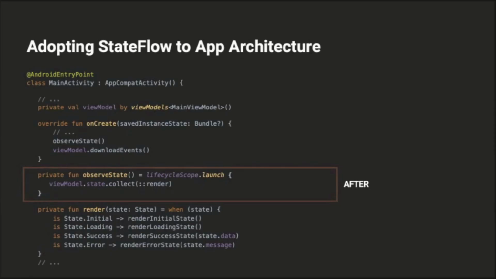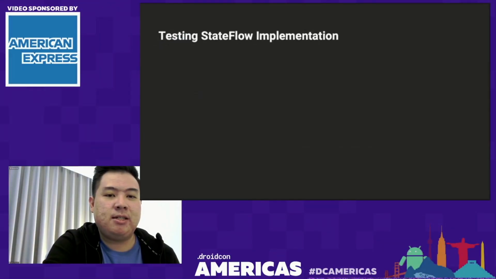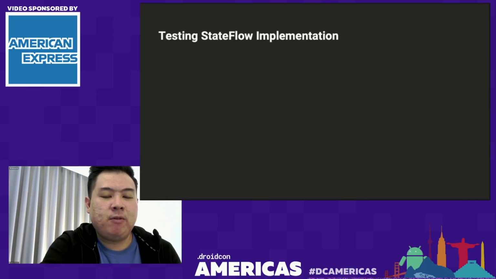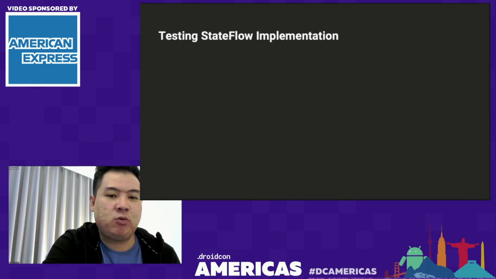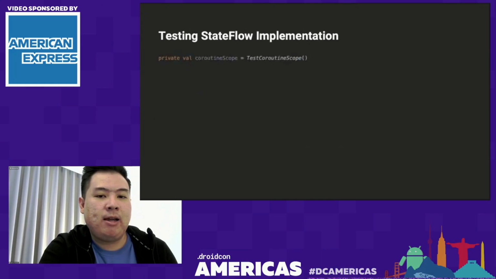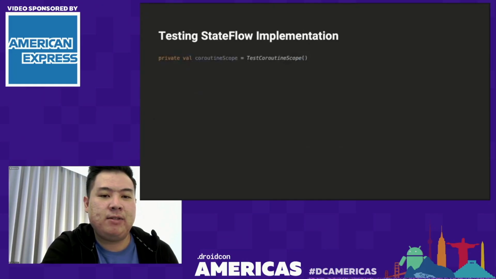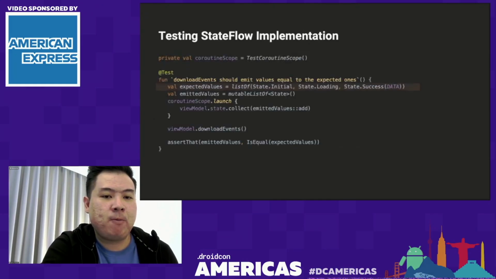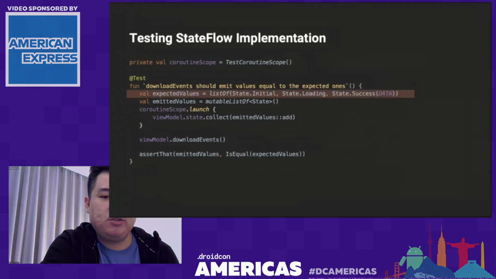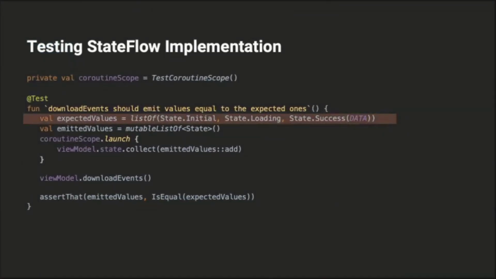app architecture. And now, how about the testing part? Is it difficult to test StateFlow? Well, testing StateFlow implementation is surprisingly very simple. Firstly, we need to make sure that we use test coroutine scope. And then let's say we have this unit test. The first thing to do is to define the expected outputs.